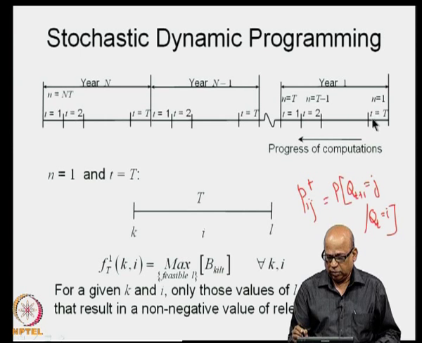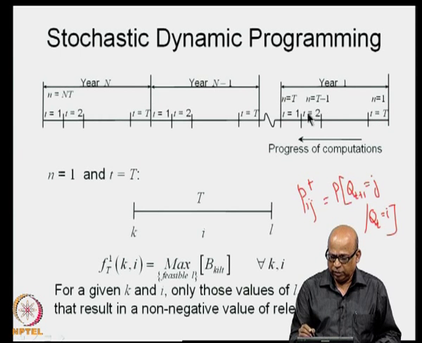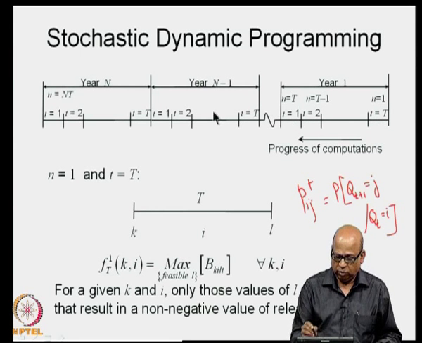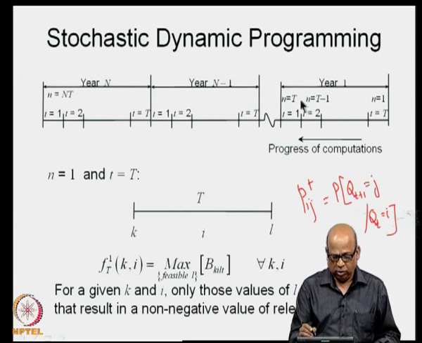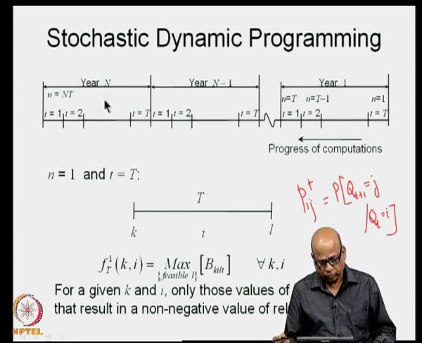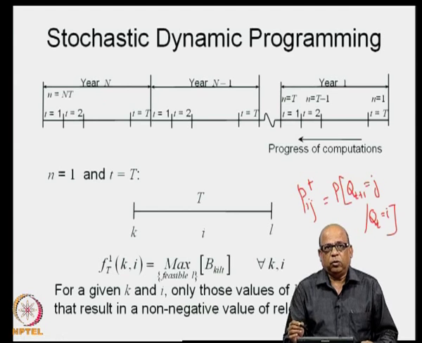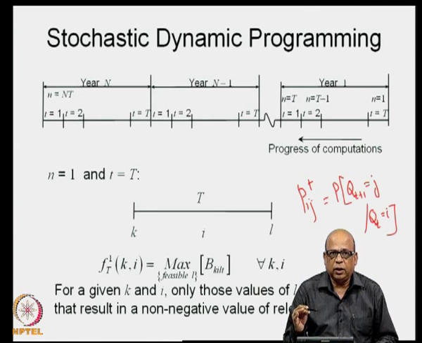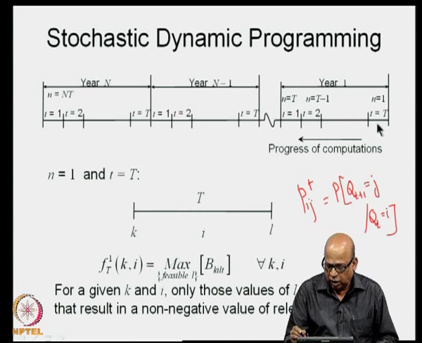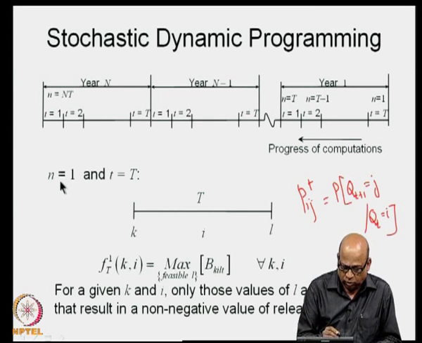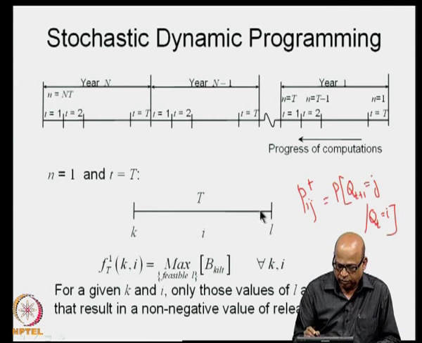For example, if it is a monthly operation, t will be only between 1 to 12, always between 1 to 12, like this, whereas n will keep on progressively increasing. So, with this now we formulate the recursive relationship for the stochastic dynamic programming. We start with the last period, which corresponds to stage number 1. So, n is equal to 1 and t is equal to capital T. This is the last stage.